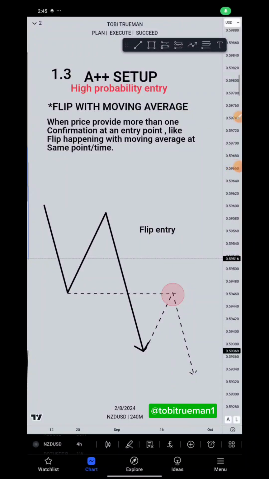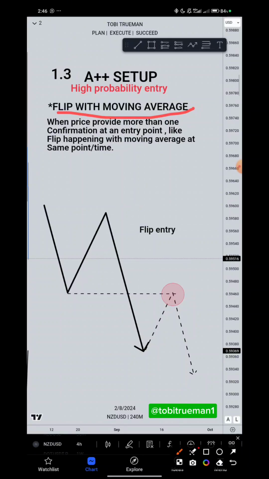Okay, you are welcome. As we look at the last part when it comes to flip and moving average for the entry models. Okay, so this last part is going to be called A plus plus setup. Okay, and we are going to be combining the flip and the moving average together to give us a very high, very high probability of our trade to play out in our favor.